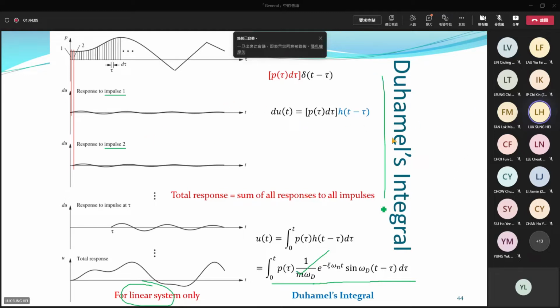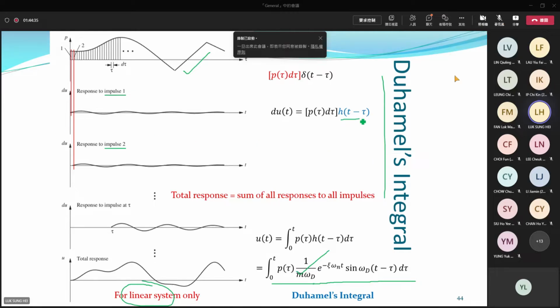Later on in topic 7, I will introduce another technique which can help you to handle arbitrary loading. I think that one is more common because that can be handled using computer software. In topic 7, you will learn how to use numerical methods to handle arbitrary loading. But at least this is a very classical theory, the Duhamel integral. So we spend a few minutes to talk about the background.